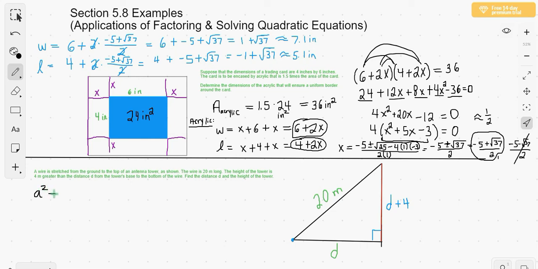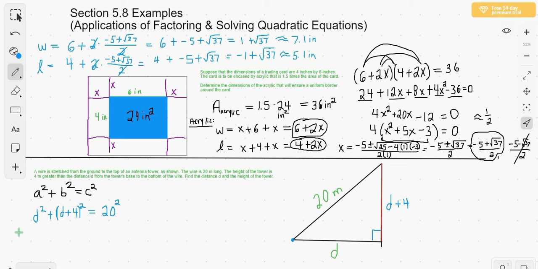Just in a generic form, we have a squared plus b squared is c squared. That's the Pythagorean Theorem. And now we substitute in our values. We have d plus 4, and 20. So we have, let's use a different color, let's use blue, d squared plus the quantity d plus 4 squared is equal to 20 squared.